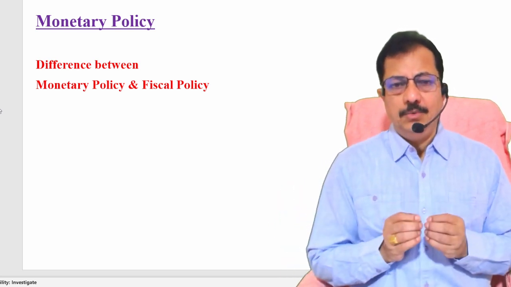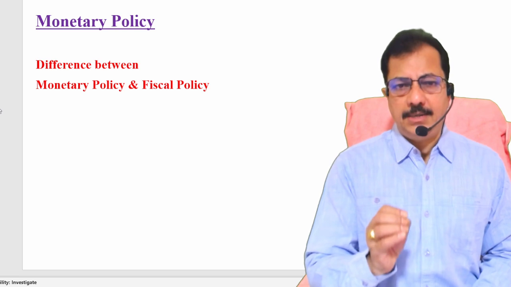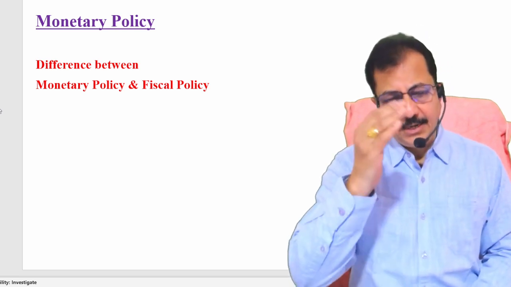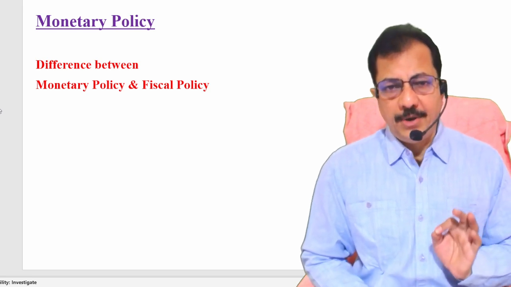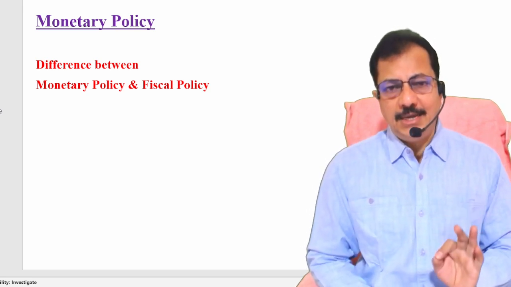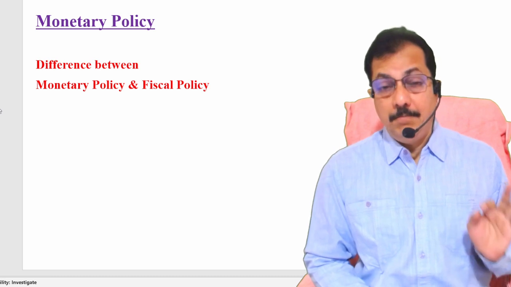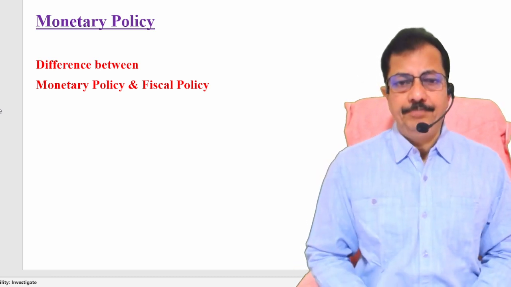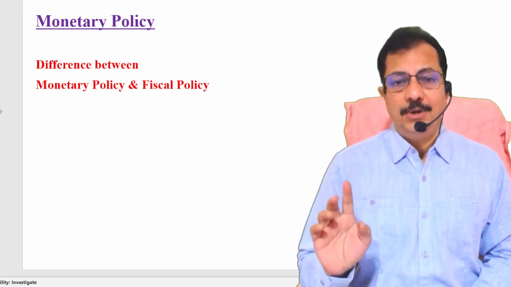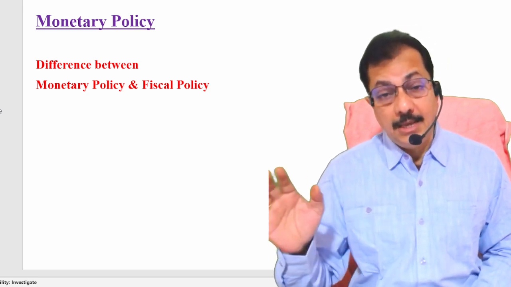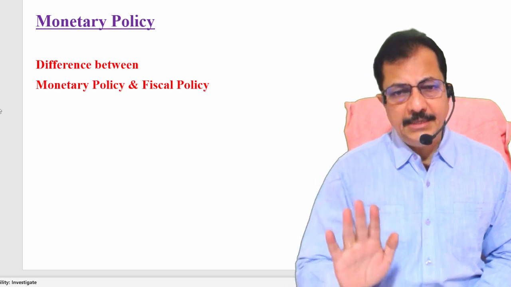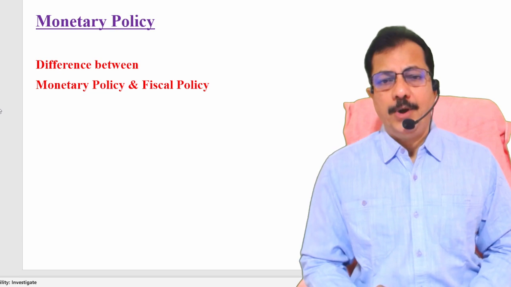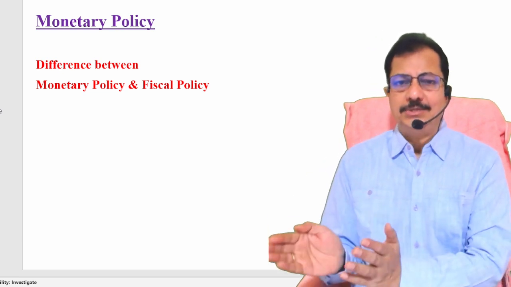But let me tell you one most important difference between these two. Kindly remember this one. Please write down if you want. Monetary policy is decided by RBI. Monetary policy is decided by the Reserve Bank of India, whereas fiscal policy is decided by the Government of India. Please remember these two points. Clear?